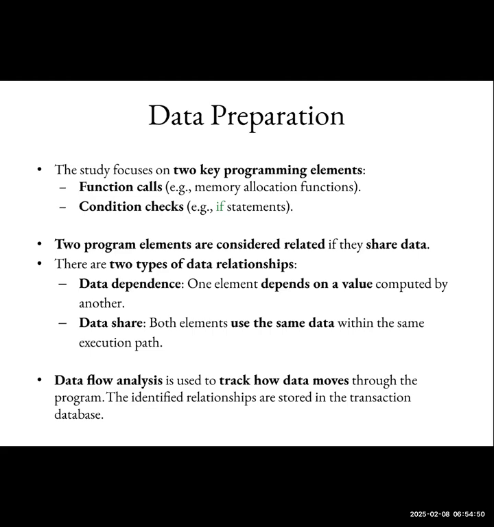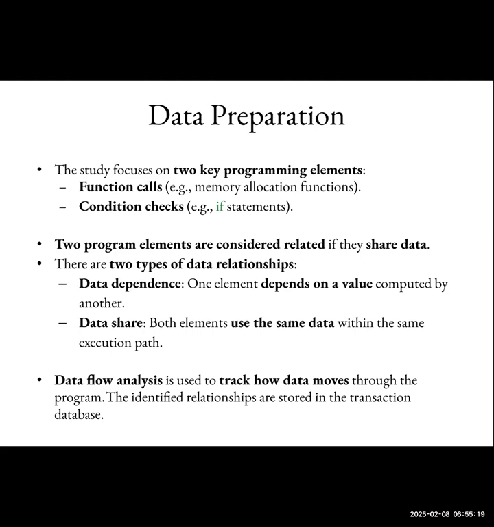Two program elements are considered related if they share data, but there are two kinds of relationships that can happen due to data. First is data dependence. If an element depends on a value computed by some upstream element, then those two elements are related by data dependence. Second is data sharing. If both elements use the same data within the same execution path, then they are related by data sharing.